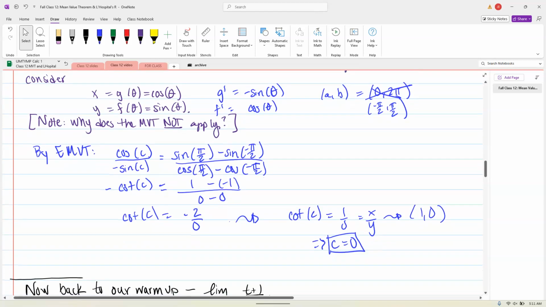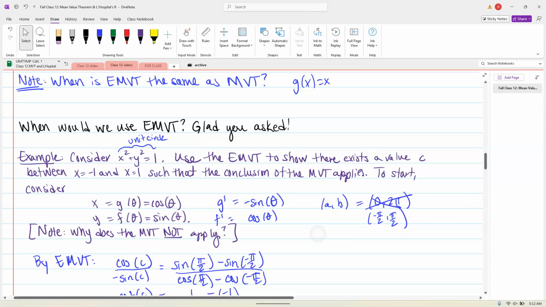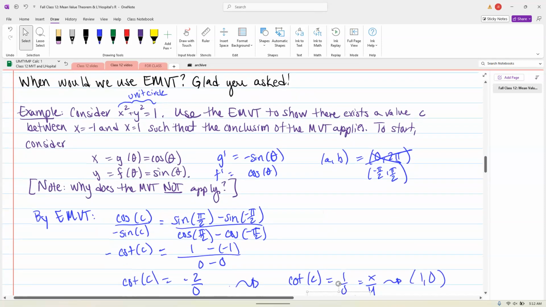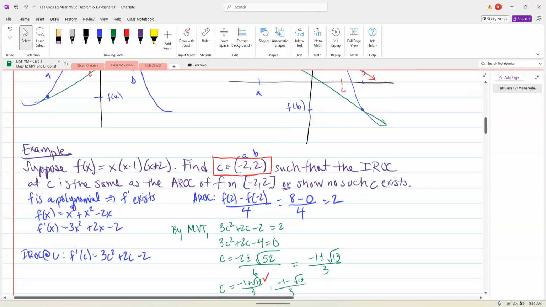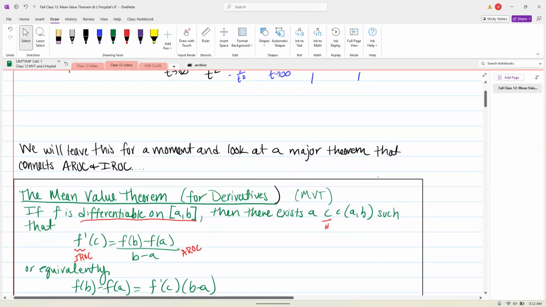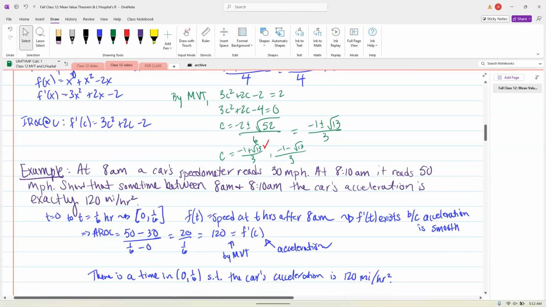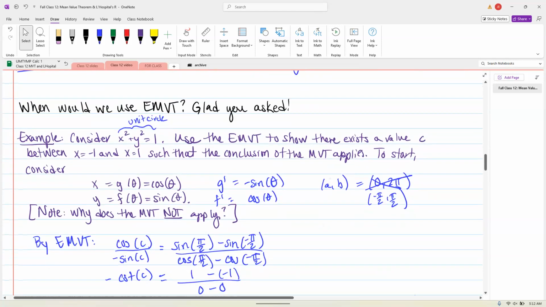Here, this is just an example of the extended mean value theorem. Again, you would use this in scenarios where you don't have the hypotheses of the original mean value theorem satisfied, where you don't have just one function that's differentiable. Here we had the unit circle not being differentiable. We split it into two functions that were differentiable via parameterizations, and then we could use the extended mean value theorem.